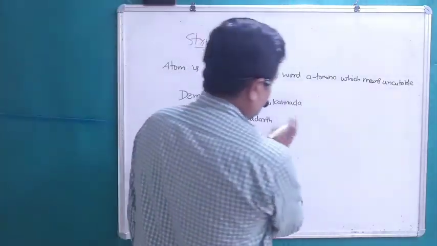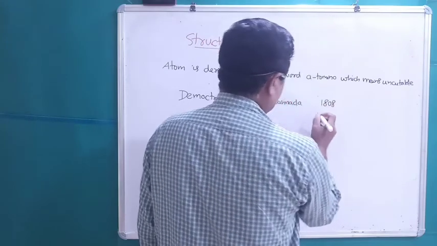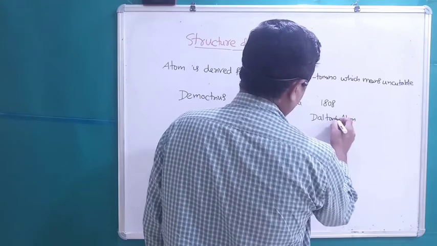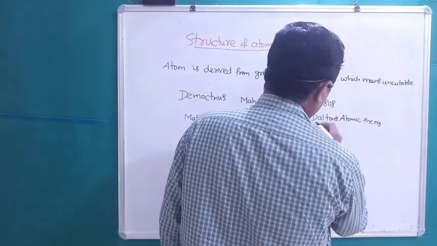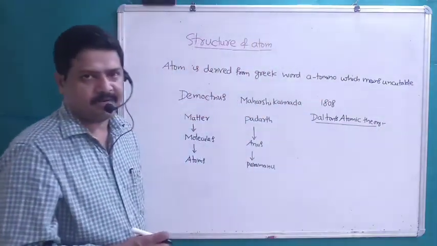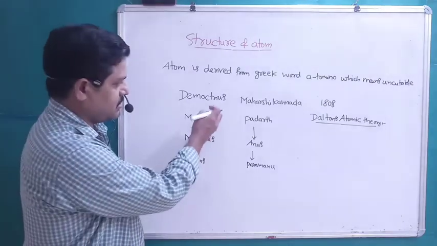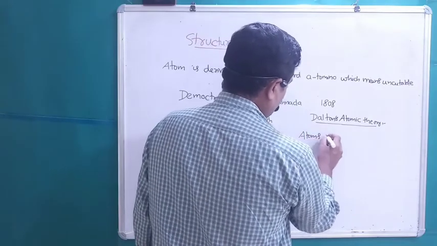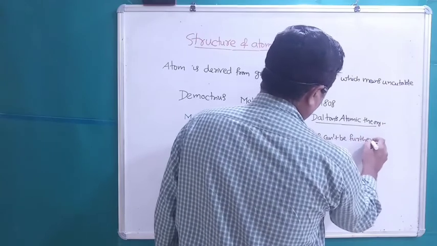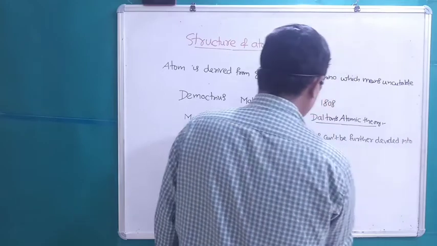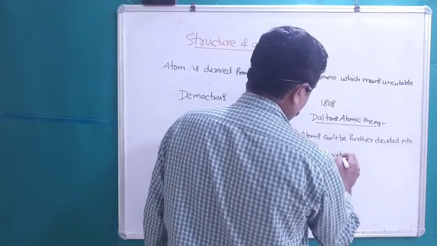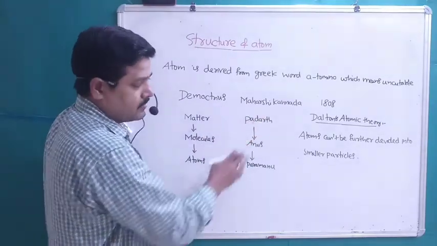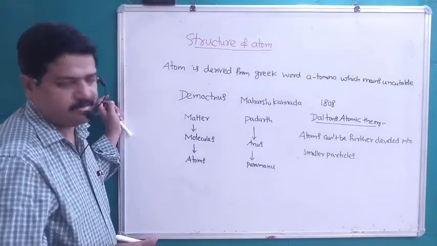So many years later, in 1808, a British chemistry teacher, his name is Dalton, gave his atomic theory. Dalton's atomic theory. In this also, he assumed that atom cannot be further divided into smaller particles. There is no change in whatever theory was given by ancient philosophers and John Dalton. What the philosophers told earlier, the same thing Dalton gave about the atom, right? Atoms cannot be further divided into smaller particles.